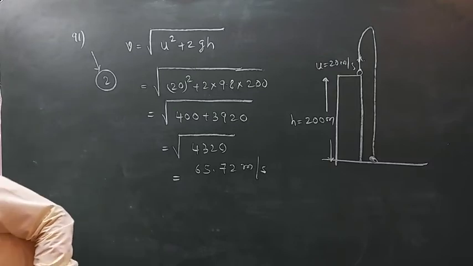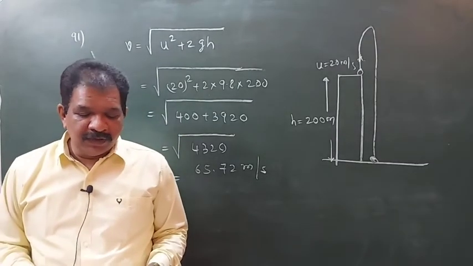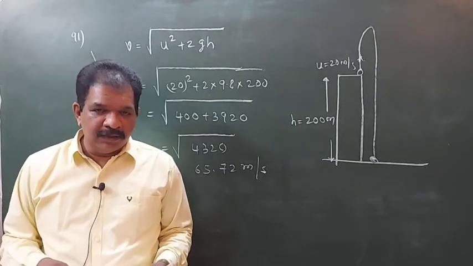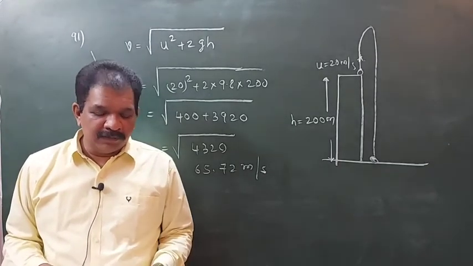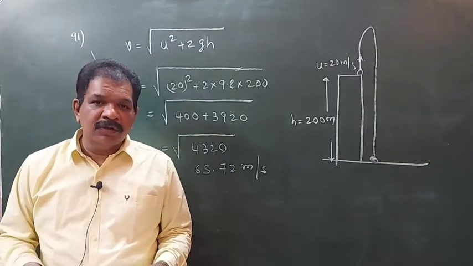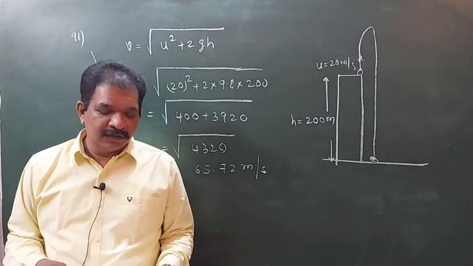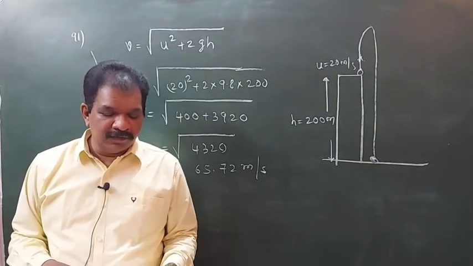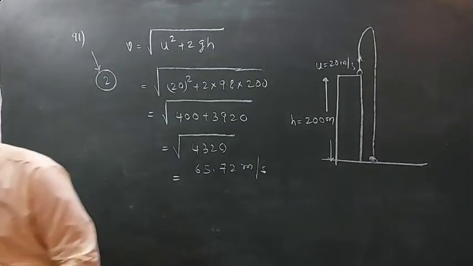99, you see what they are asking. A car is moving with a velocity of 20 meter per second and stops after traveling 40 meters. If the car is moving with double the velocity, how far will it go before it stops? So 4 times. 4 into 40, 160 meter will be the answer. How did that come?